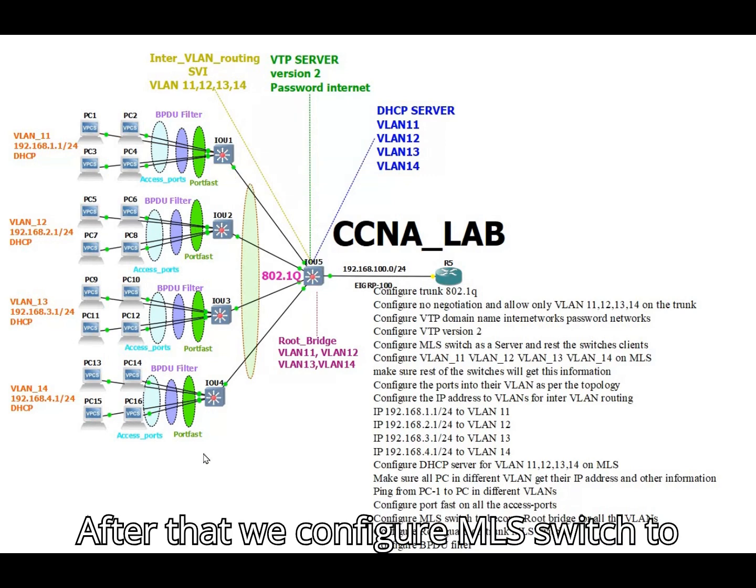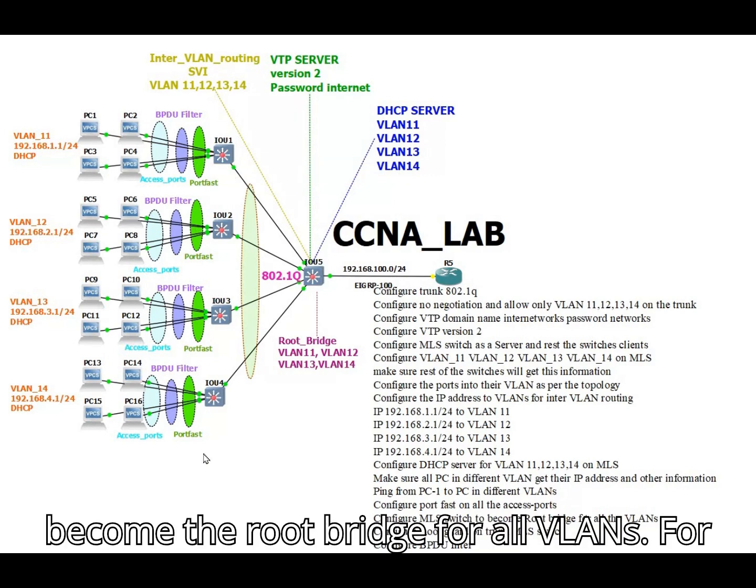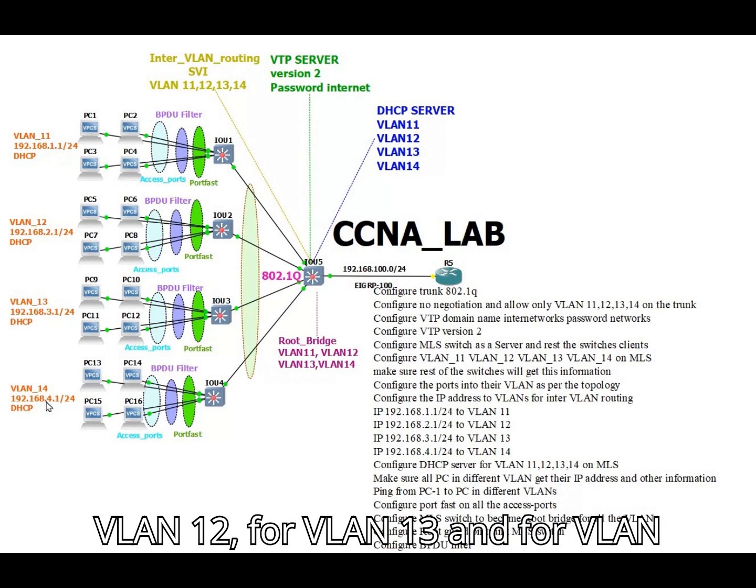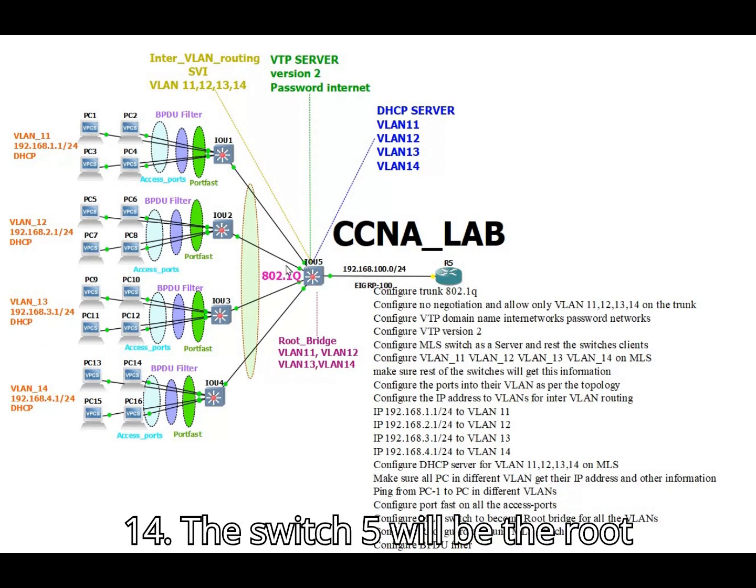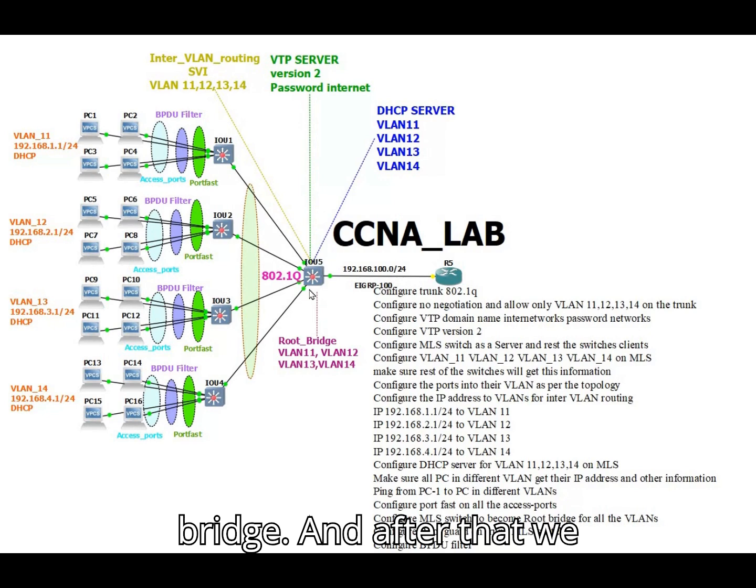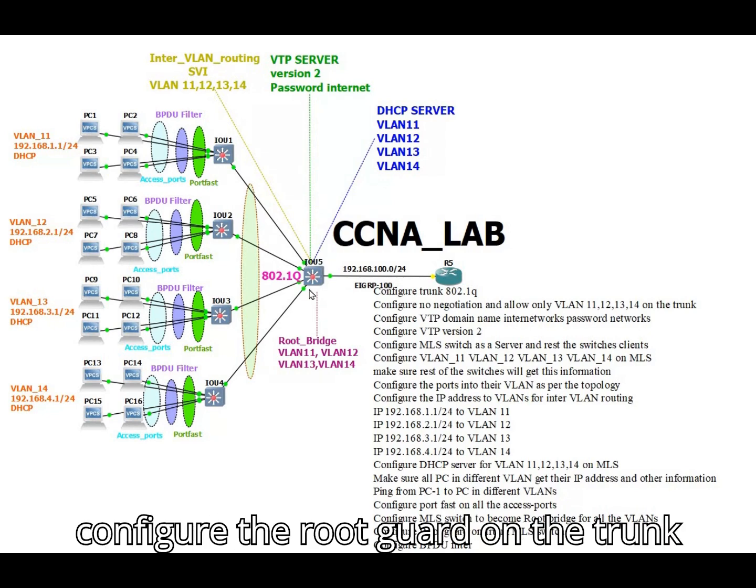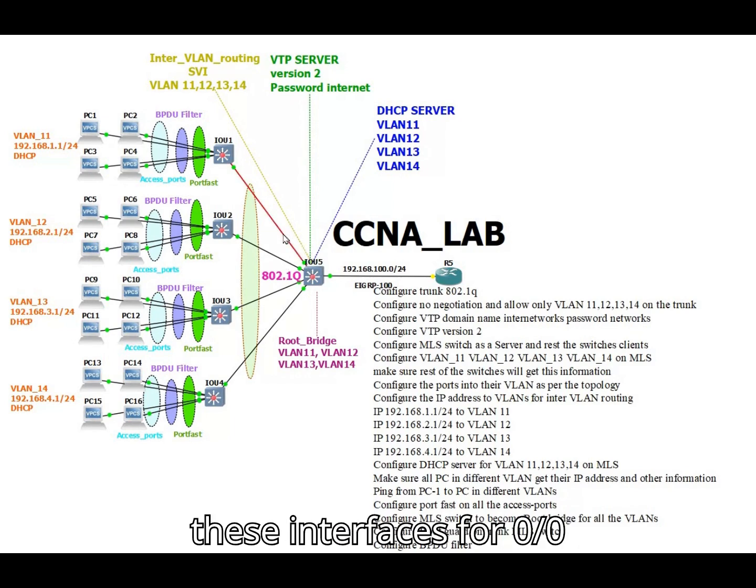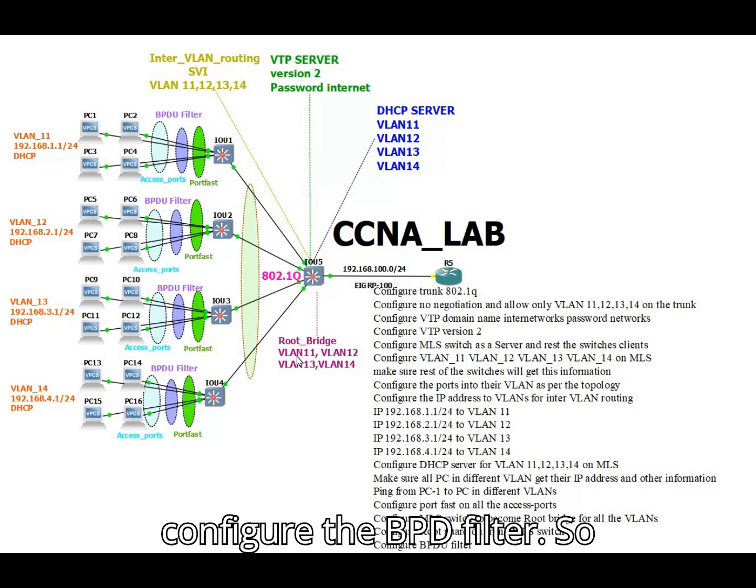After that we configure the MLS switch to become the root bridge for all VLANs. For all VLANs means VLAN 11, VLAN 12, VLAN 13 and VLAN 14. Switch 5 will be the root bridge. And after that we configure root guard on the trunk on this multi-layer switch, for these interfaces 0/0 to 0/3. And then we configure the BPDU filter.